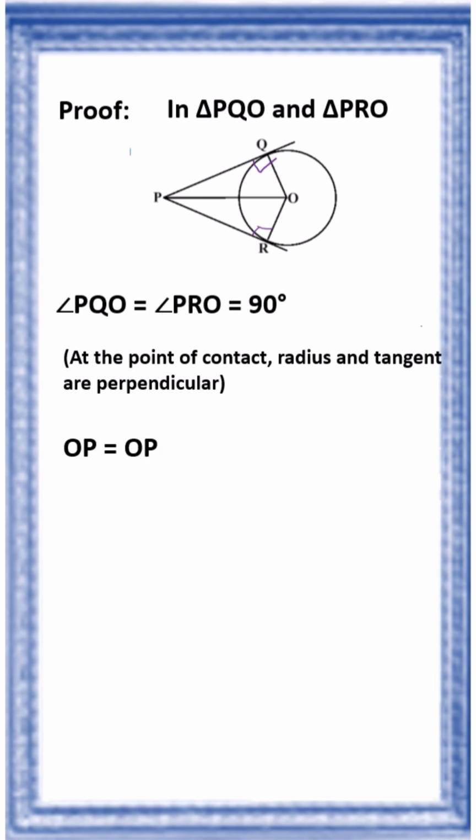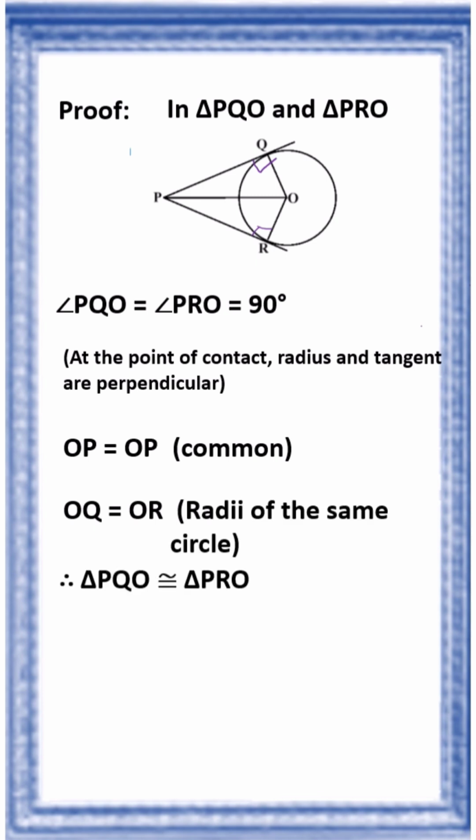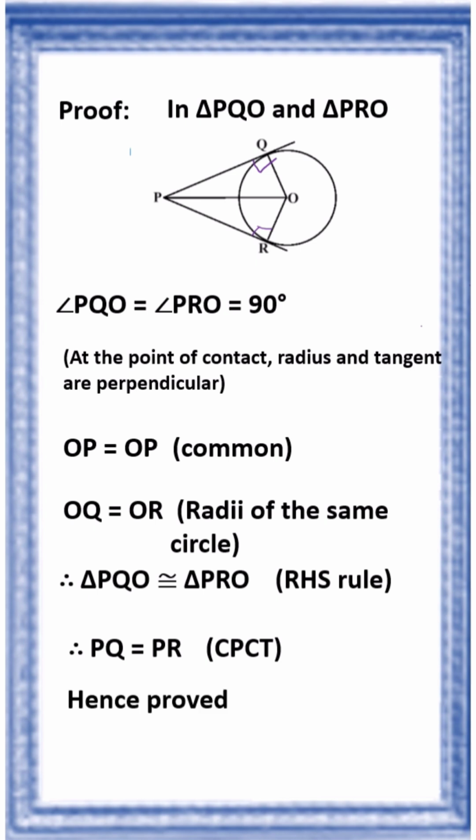So now OP is equal to OP, common side. Observe the figure. OQ is equal to OR, radii of the same circle. So triangle PQO is congruent to triangle PRO by the RHS rule, right angle hypotenuse side rule. So PQ is equal to PR. So tangents are equal. Why is PQ equal to PR? Congruent parts of congruent triangles. Hence proved.